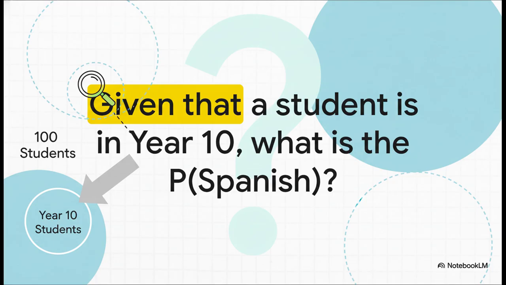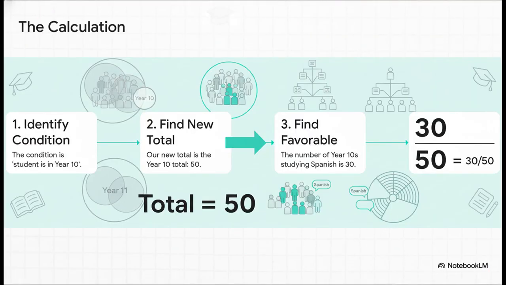It's a signal. It's telling you that we are no longer interested in all 100 students. That condition has changed our world. It's shrunk the total number of possible outcomes. So here's how we use that signal. The condition, given that the student is in Year 10, means we completely ignore the Year 11s. Forget they exist. Our universe of possibilities has shrunk from 100 students down to just the 50 who are in Year 10. That becomes our new denominator.